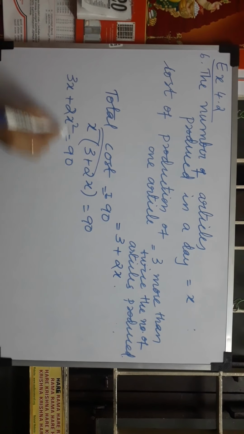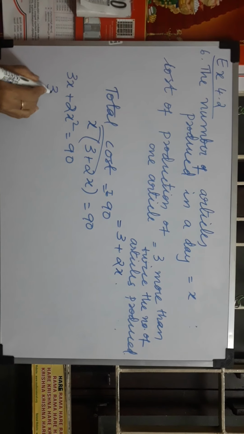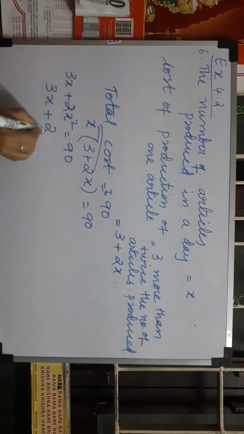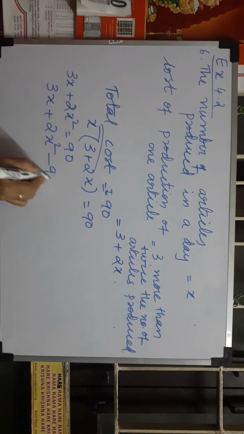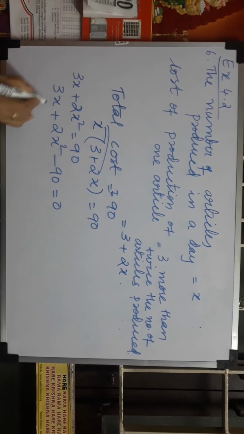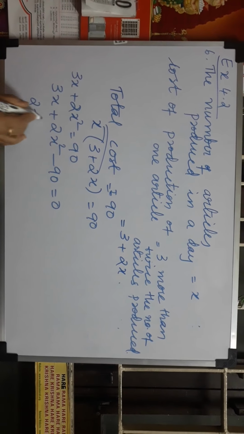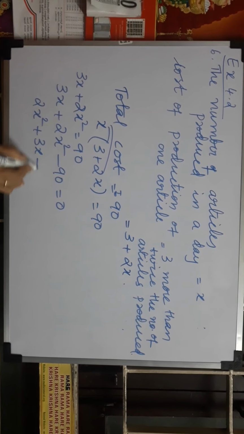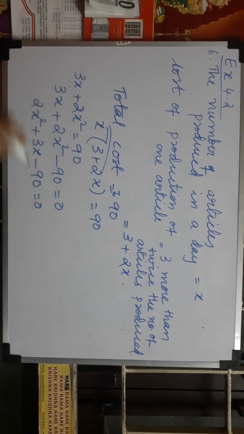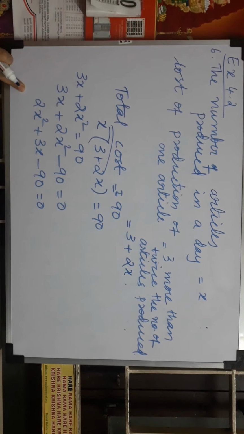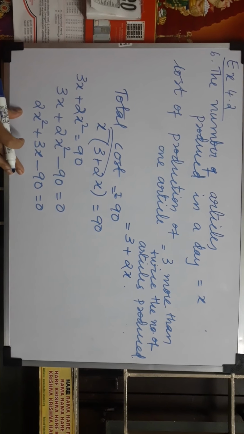We can write this in standard form. We take the 90 to the left side. So 3x plus 2x square minus 90 is equal to 0. Written in standard form, it is 2x square plus 3x minus 90 is equal to 0. Now we have the standard form of the quadratic equation. We want to split this up and find the x value.